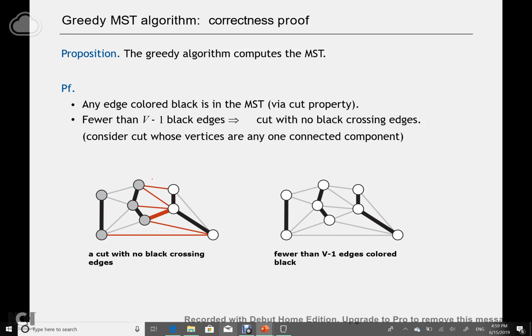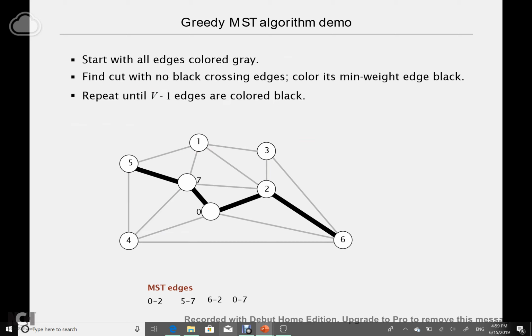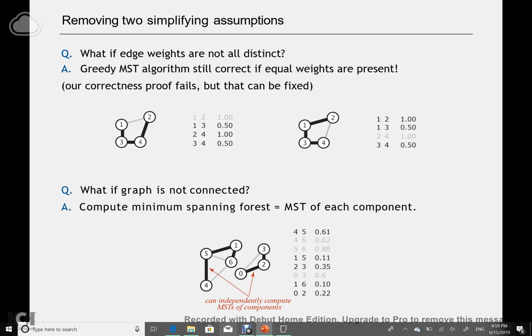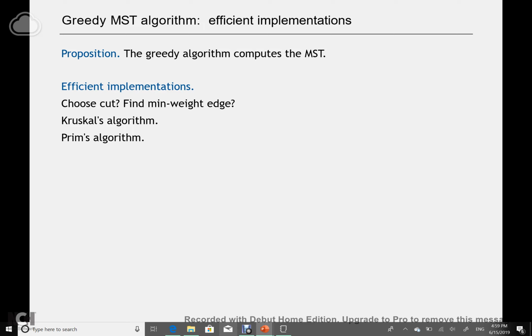Any edge colored black is in the minimum spanning tree. Fill V minus one black edges; a cut with no black cross edges. Consider a cut whose vertices are in only one connected component. It means every time you make this decision about which cut to work on, you think about how to connect different components. In the beginning, every vertex is a single component. Based on the vertex you selected, you select the cut and connect them. So this is just the general idea about the greedy minimum spanning tree algorithm.